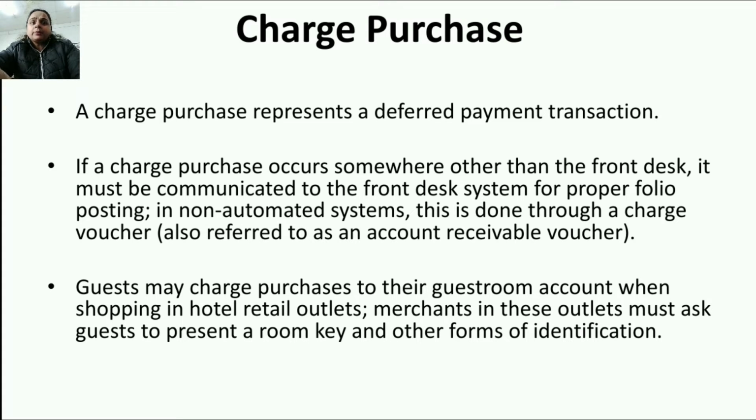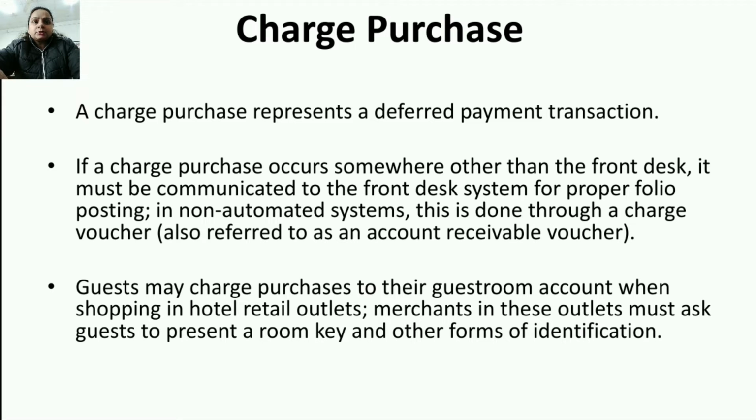And non-automated system means where a fully automatic system is not applicable, in small properties where some non-automated systems are used, where a charge voucher should be presented to a particular guest to receive the money against this voucher.